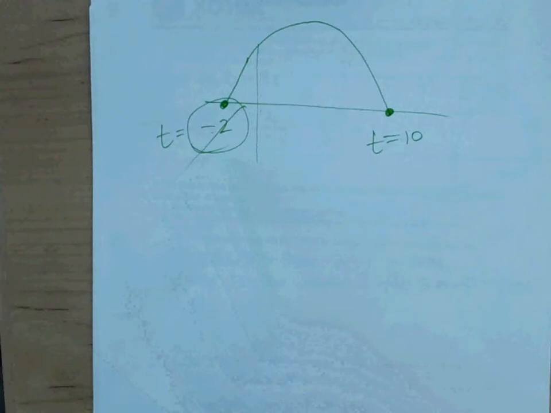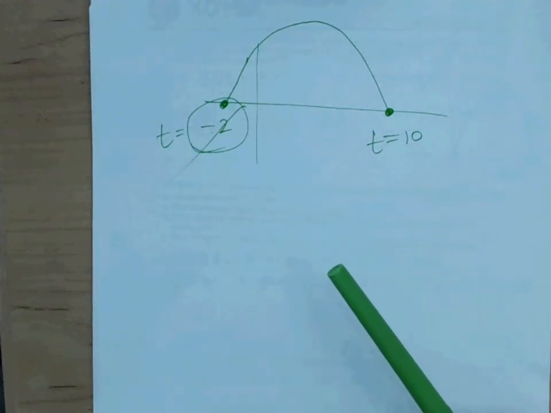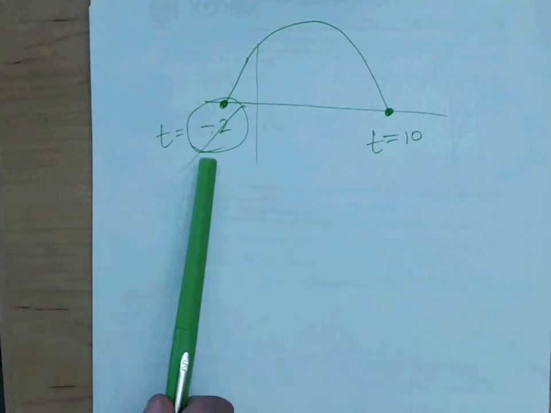You can't have negative time because you're not Michael J. Fox and you don't have a time machine. You don't have a DeLorean. If you did, you could go back in time. But we always exclude negative time.